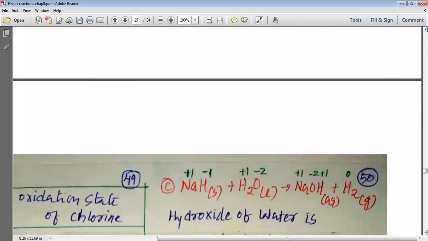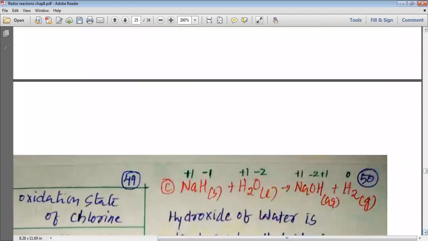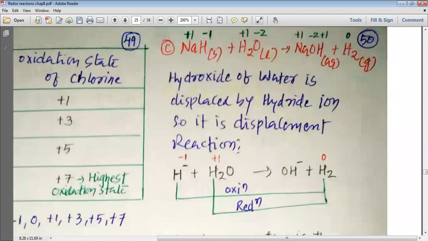The next reaction we can see. Here you can see that NaH reacts with H2O, it produces NaOH and H2. The hydroxide of water is displaced by the hydride ion, so it is a displacement reaction. It is actually H minus plus H2O that gives OH minus plus H2.